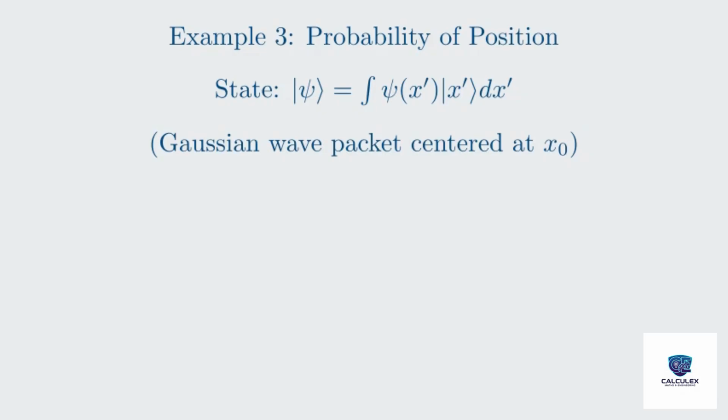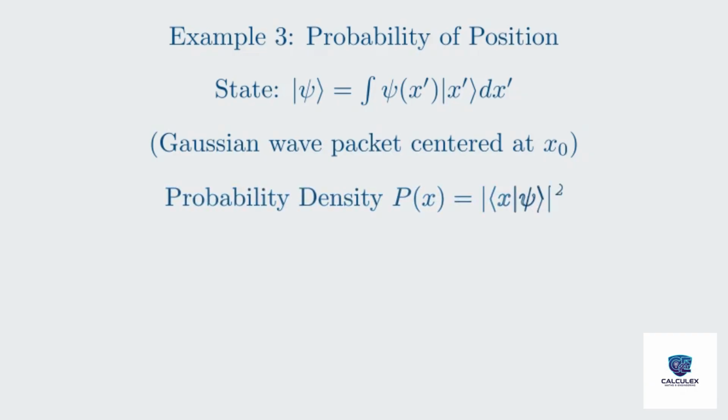The probability density is the squared magnitude of the inner product of ⟨x| with our state |ψ⟩. The probability density p(x) is the magnitude of the inner product of ⟨x| with |ψ⟩, squared. The inner product ⟨x|ψ⟩ in the position basis is simply the wave function ψ(x). So the probability density p(x) is just the magnitude squared of the wave function ψ. This tells you the likelihood of finding the particle near position x.